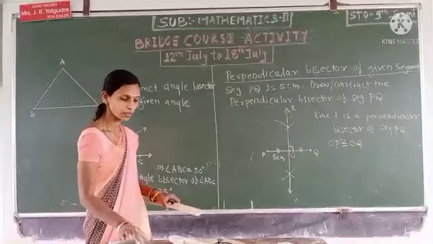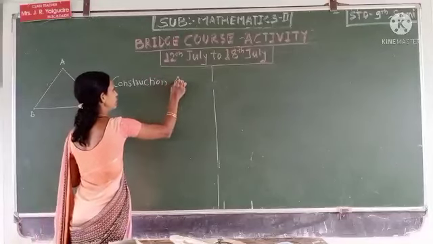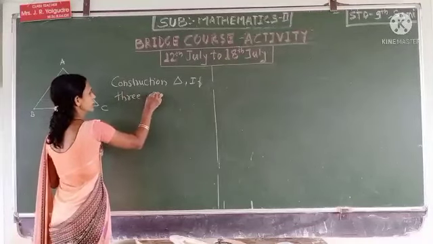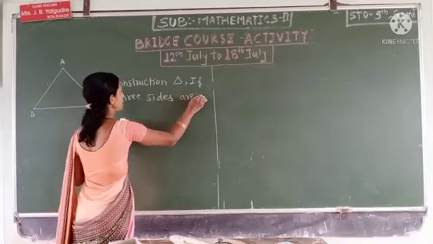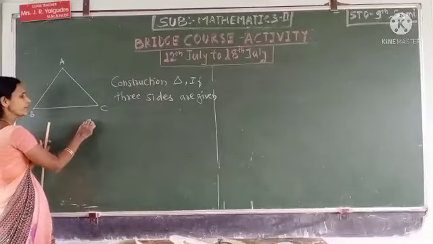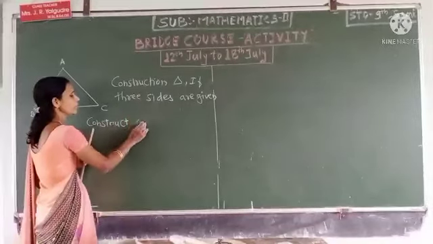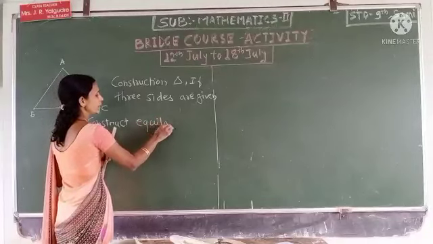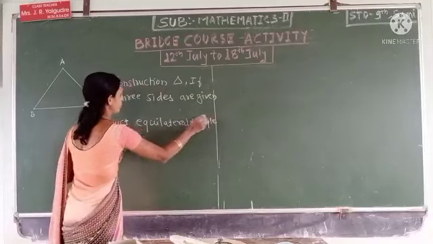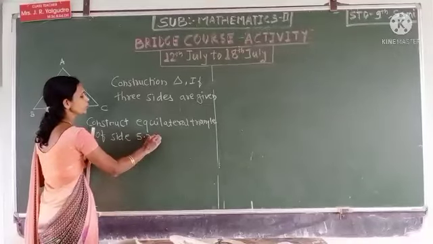Then using those concepts, we can construct the triangle if three sides are given. Taking one example, construct an equilateral triangle of side 5.2 centimeter.